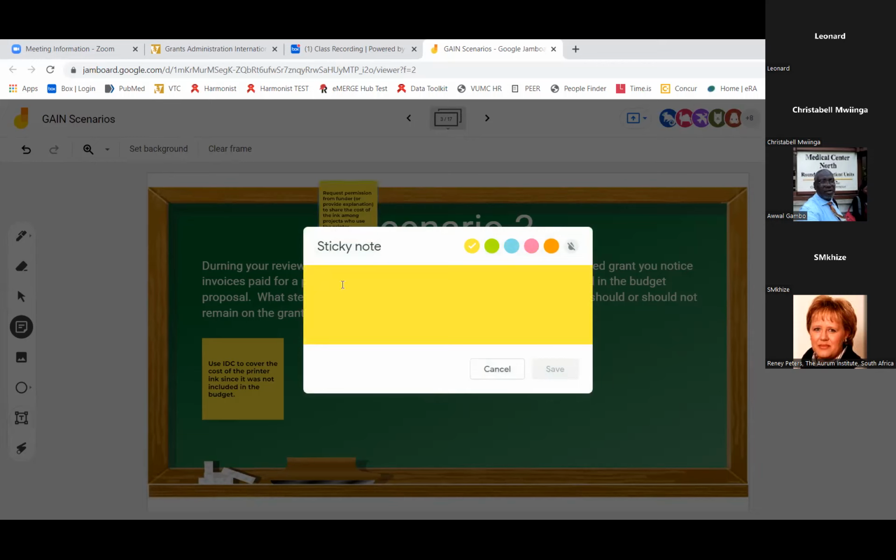And I'm also going to add another option, that maybe the printer is only being used for one project. It's possible that it's only one printer and that everything that you're printing from that project is only being used for the one project. So in that case, I think it's an allowable cost.